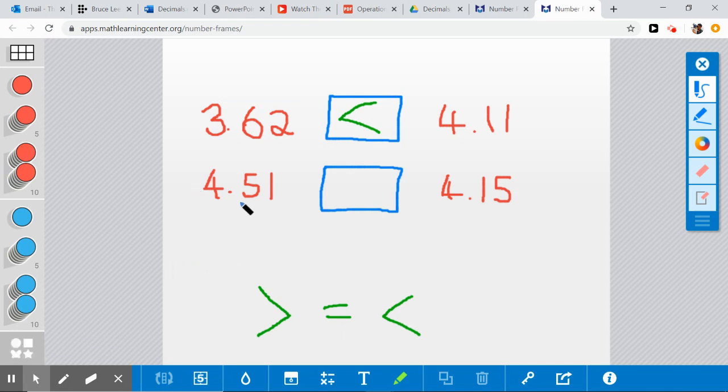So here we've got 4.51, space for a symbol, and then 4.15. So which mathematical symbol would you put in the middle? Well, we can see that they've both got the same amount of ones. So now we look at the next place value column. This has 5 tenths. This only has 1 tenth. Therefore, this is the biggest number. This is the smallest number, so my math symbol is going to point to the smallest number. Now this calculation reads 4.51 is greater than 4.15. So now this calculation is correct.